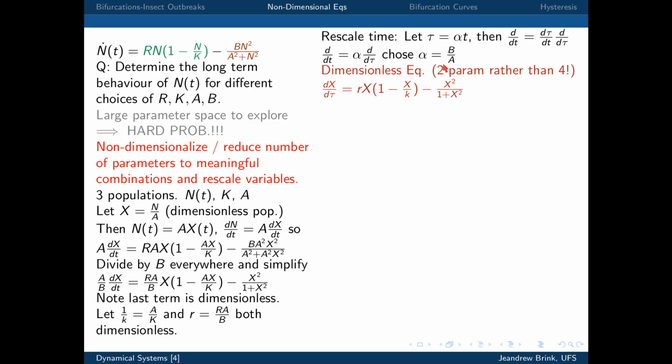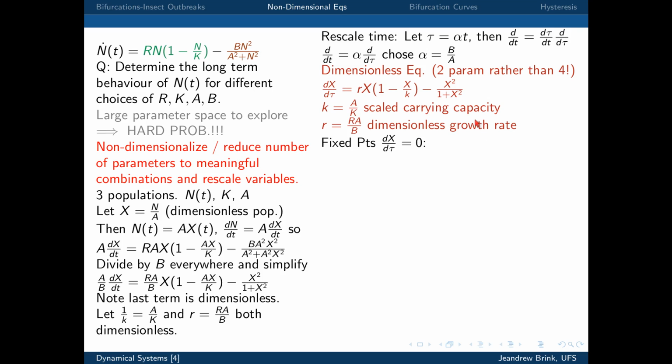Okay, and then the equation that I'm left with is dx/d tau equals r x times 1 minus x over k, using these two definitions, minus x squared over 1 plus x squared. And this is with respect to the new time. So this now has only two parameters in it, namely r and k. Just to recap, k is simply the combination of the parameters a over k, and is called the scaled carrying capacity. And r is simply r times a over b, which is called the dimensionless growth rate.